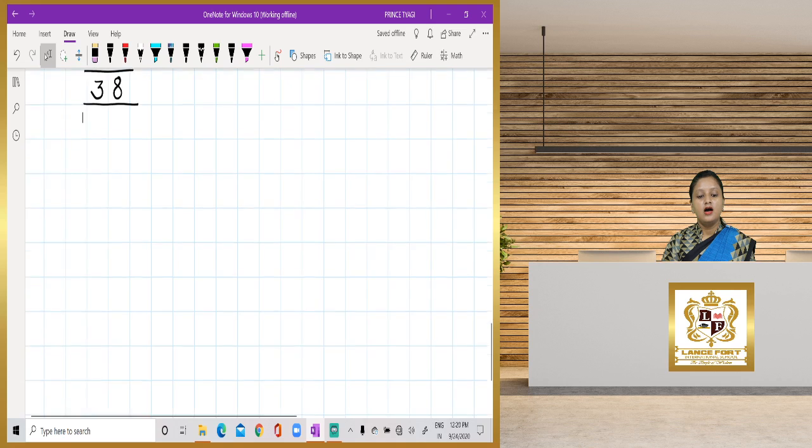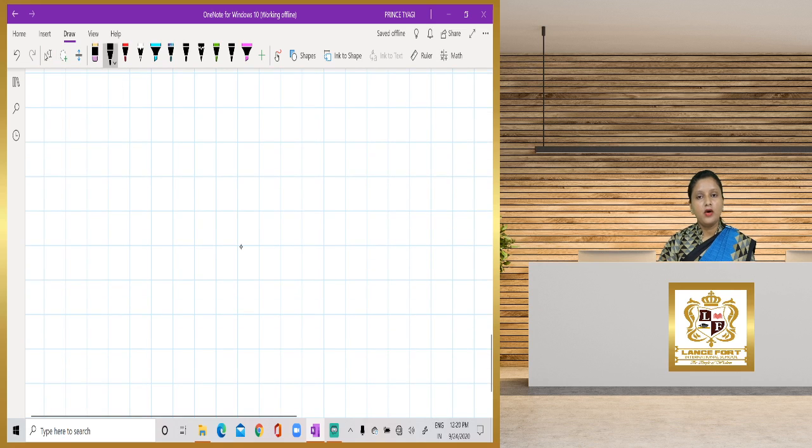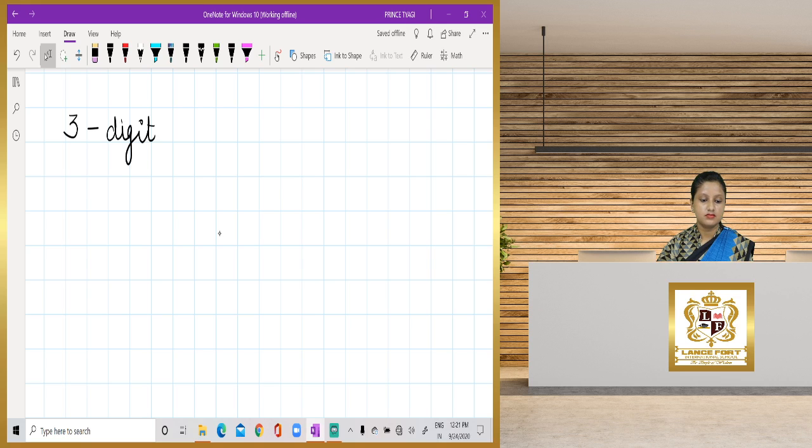Now I am going to tell you some more things on this. We have addition with regrouping. Now I am taking some topic and question from this topic. Three-digit addition with regrouping.